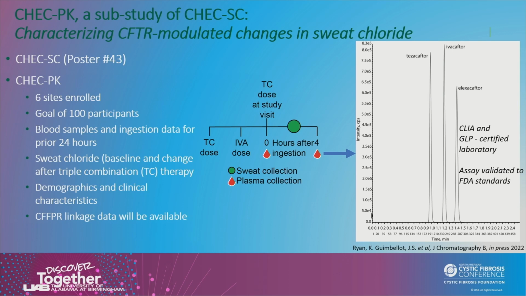So CHEC-PK is a sub-study of CHEC-SC, which is characterizing CFTR modulated changes in sweat chloride. And the full details can be found in poster 43. But the purpose of the main study, which has so far enrolled around 5,000 patients since 2018, is to evaluate changes in sweat chloride after modulator treatment, assess the variability in sweat chloride responses, and determine associations with long-term CF disease outcomes, and also identify potential covariates that may influence response.